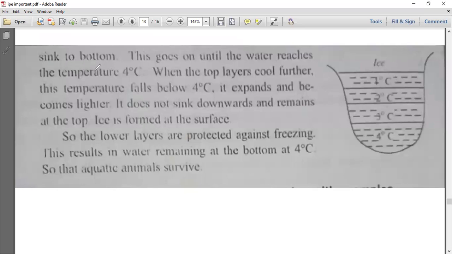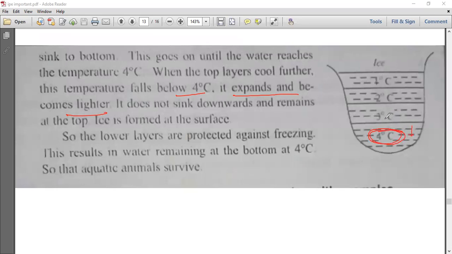So this will sink to the bottom. This goes on until the water reaches the temperature 4 degrees Celsius. When the top layers cool further, the temperature falls below 4 degrees Celsius. It expands and becomes lighter. Why? Because the density of water at 4 degrees Celsius is maximum. That's why water will come down.